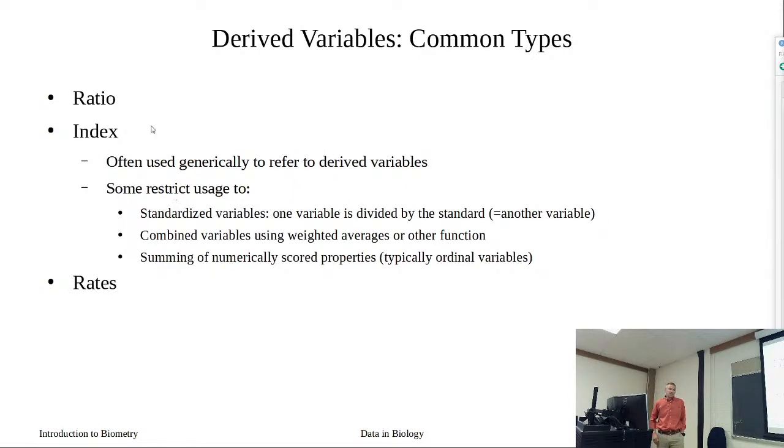An index. Usually these have index in their name, but index could generically refer to derived variables. So a ratio could be an index, a sex ratio index. It's just a generic term, but you will see some people restrict their usage to these things. Standardizing of a variable is oftentimes an index. If you combine variables into a weighted average, or include it in some other function, that could be considered an index. Or if you sum up some numerically scored properties, that's also an index.